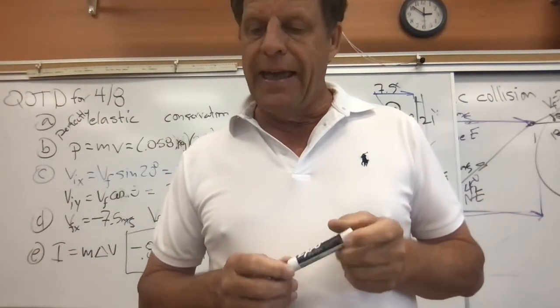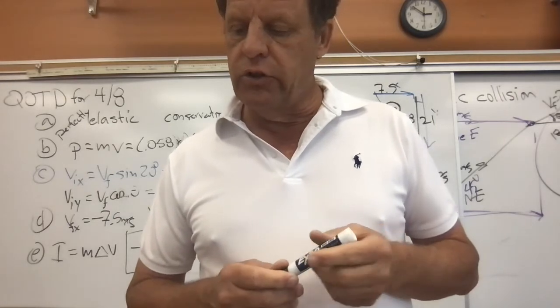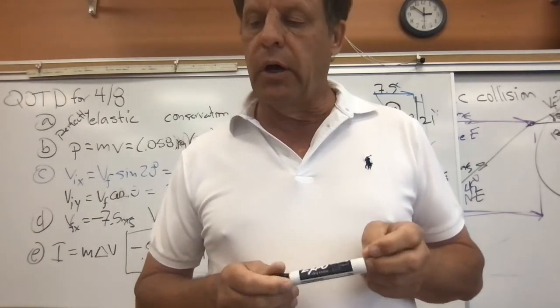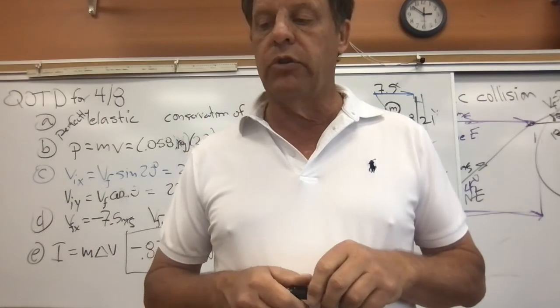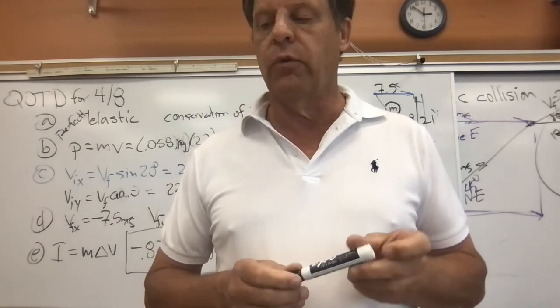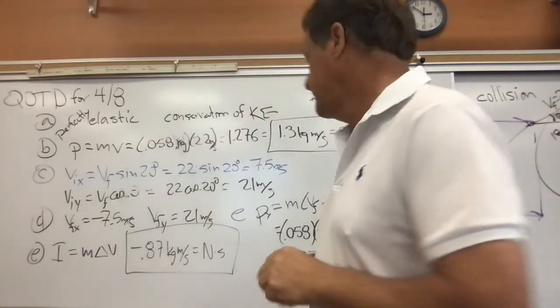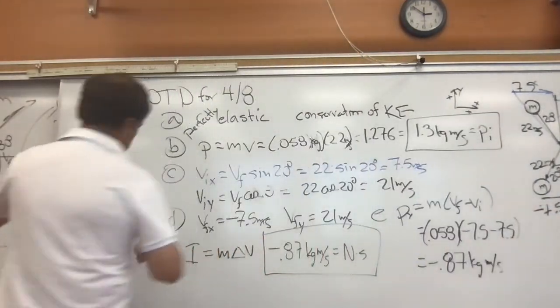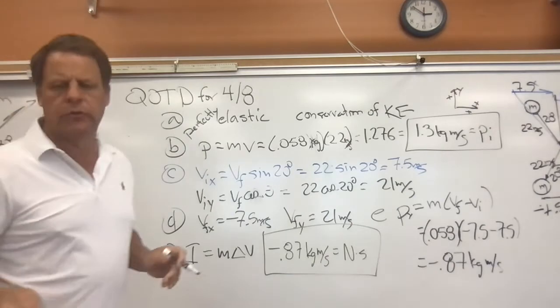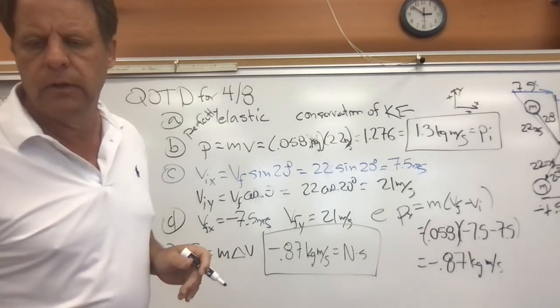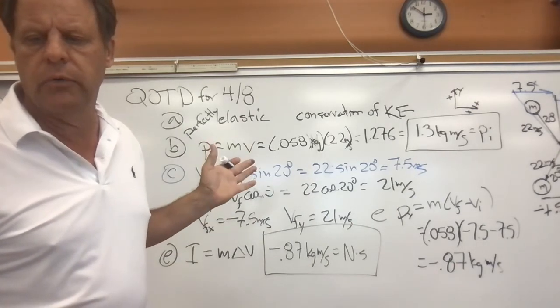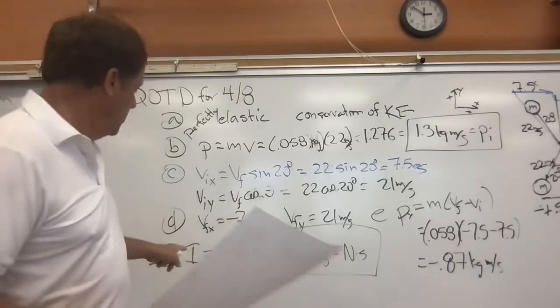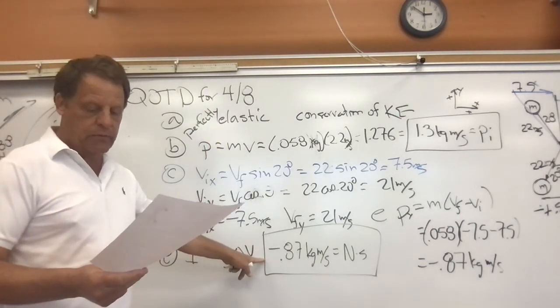Okay, G. If the ball is in contact with the wall for 0.25 seconds, what is the average force of the wall on the ball? Okay, so we're going to move it over here. Sorry, did we forget something? F, calculate the impulse of the ball on the wall. So that was negative 0.87.